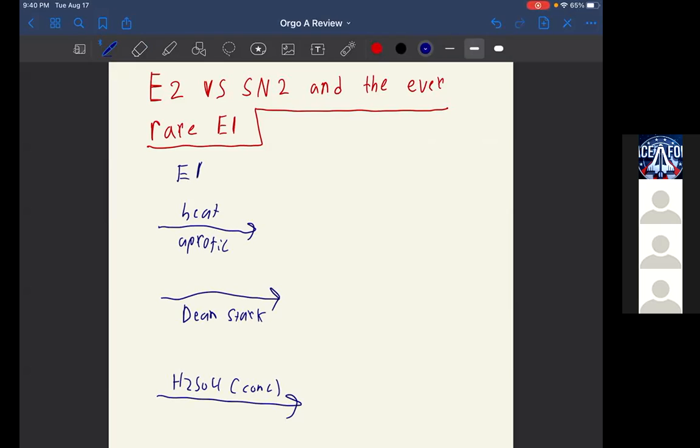So, and the thing with E2 is it has to eliminate anti-periplanar, meaning that if it's eliminated, the leaving group has to be opposite of the hydrogen it's eliminating with. So if the bromine that's being ionized is on a wedge, the hydrogen it's eliminating would have to be on a dash. And I'll show you that in one of the example problems.